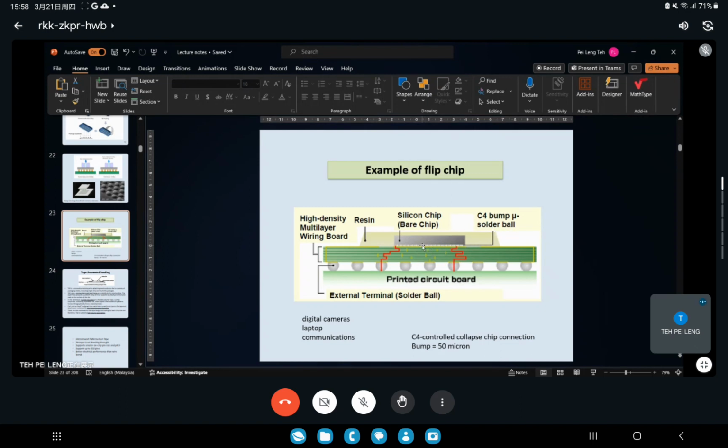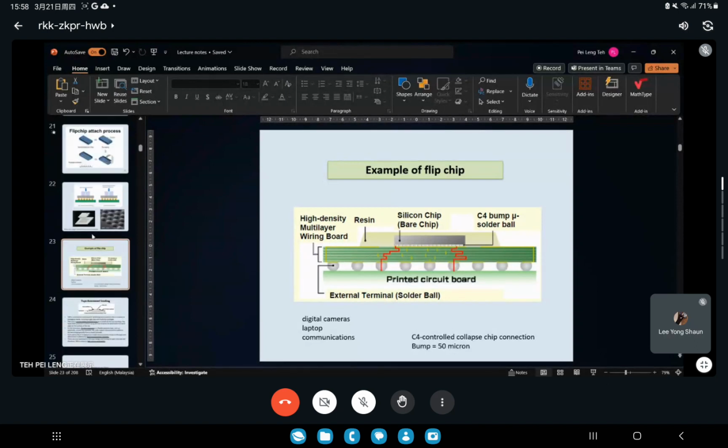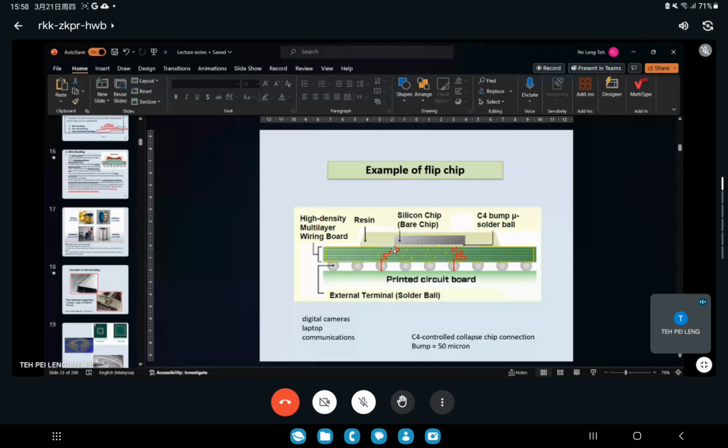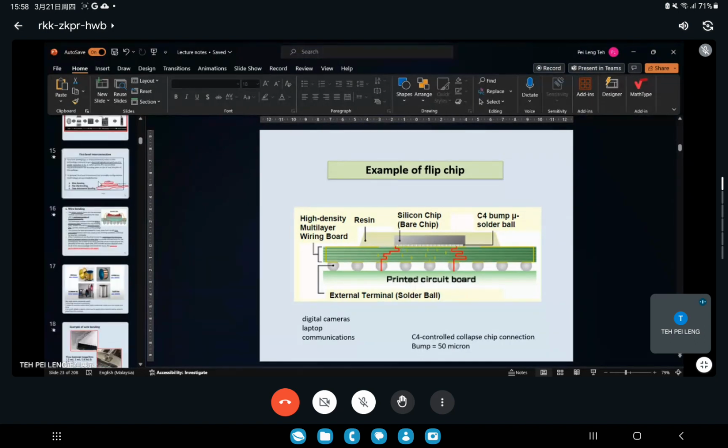So this green color is plastic. Can plastic and metal form good bonding or not? What do you think? Metal and polymer, can or cannot? Cannot. If cannot, how are they going to be attached together?